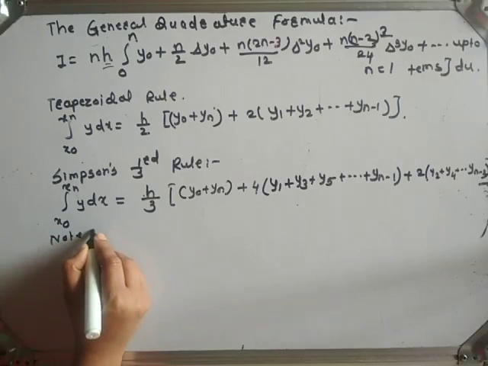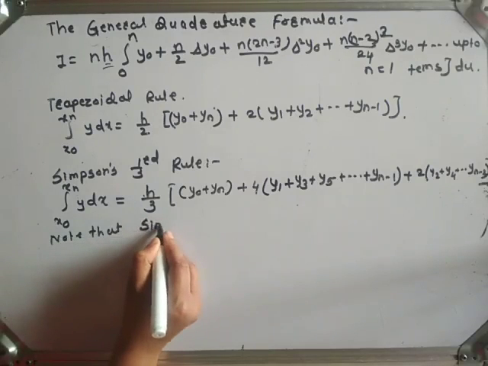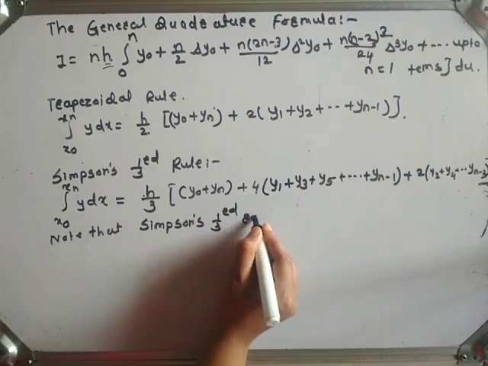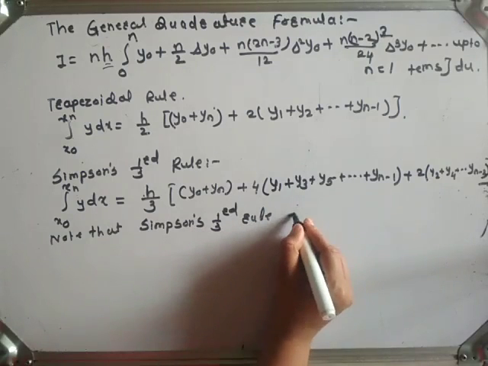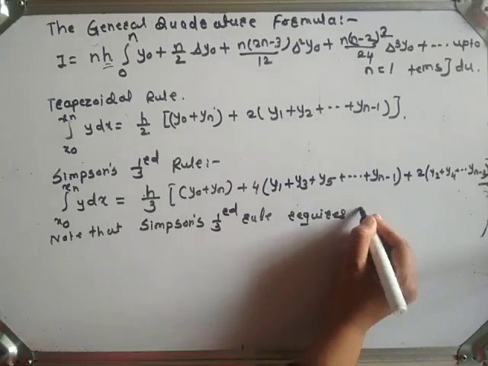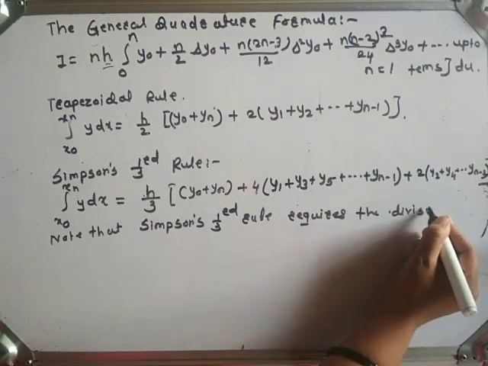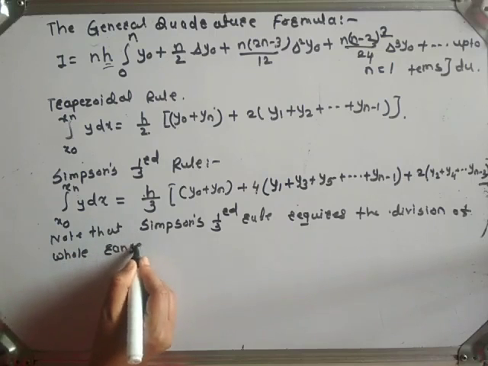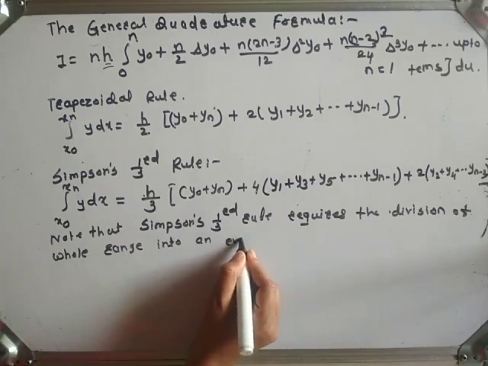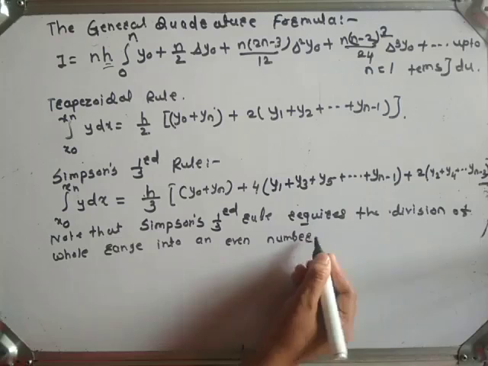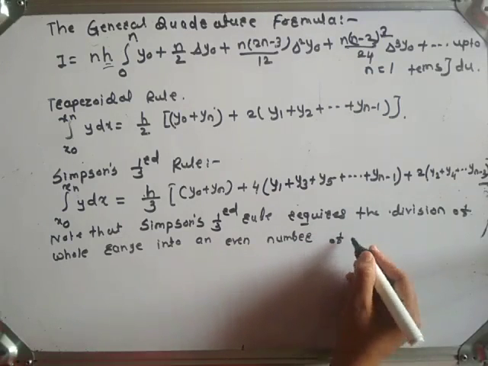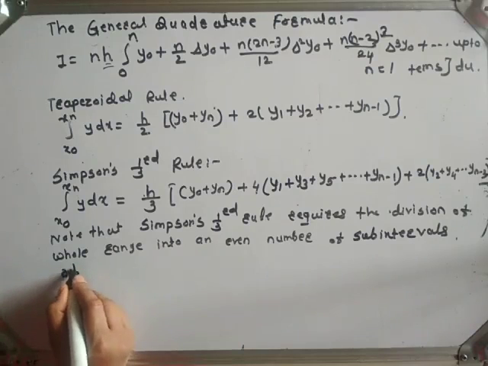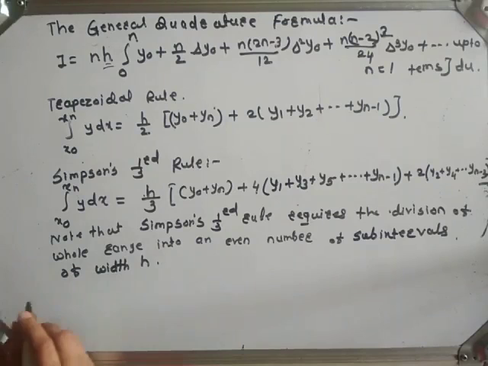Here note that Simpson's one-third rule requires the division of the whole range into an even number of sub-intervals of width h.